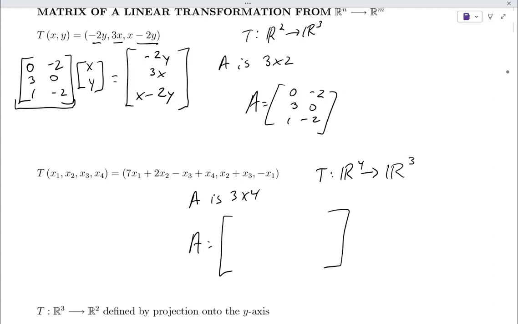So we should be able to identify the rows pretty quickly now as we go across. What's the first row going to be? Good, yeah. 7, 2, negative 1, 1 is just the coefficients on those X1, X2, X3, X4. Second row. Good. Last row. Yeah, negative 1 and then a bunch of zeros. Good. Pulling those straight out. Yeah? Okay.